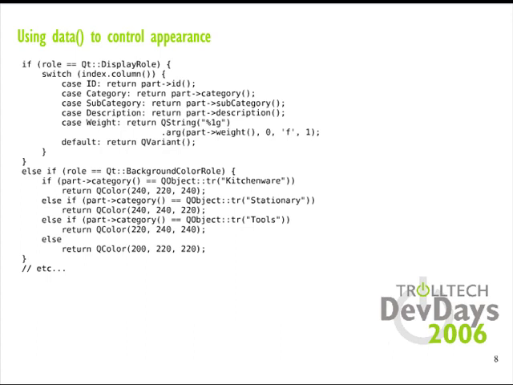For background role, you just add another if clause to account for a different role, and you choose the criteria. In my case, I use the criteria of what category, and depending on the category, I choose a color. The reason I have the long QObject trs is because this class isn't a QObject subclass, so I had to do that. Now, I'm not going to show you the code for coloring the foreground for weight, because I think that's enough for you to realize how to do it.